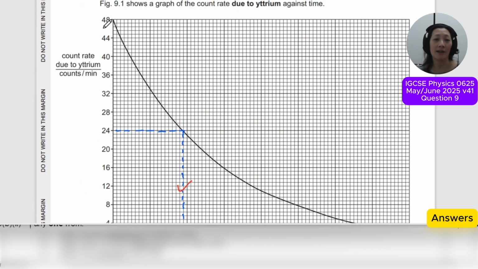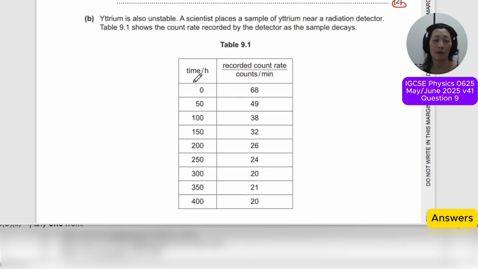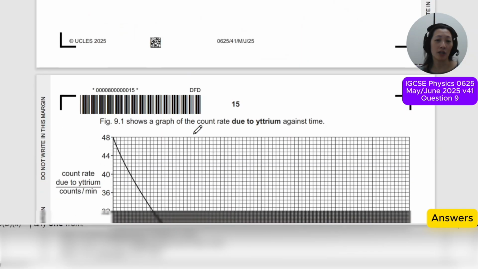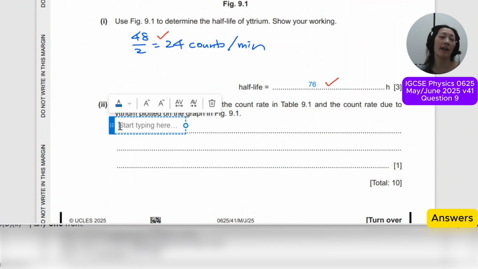So clearly, there is a difference between the numbers on the graph and the table of data because the table of data includes background radiation while the graph is already corrected. That means the graph does not include the background radiation. So I'm going to write it out as an explanation over here. The table includes background radiation.